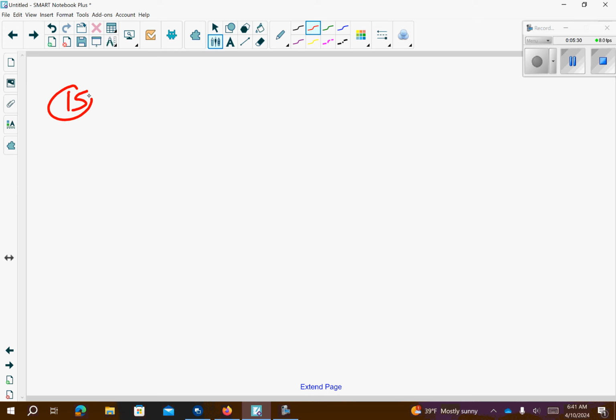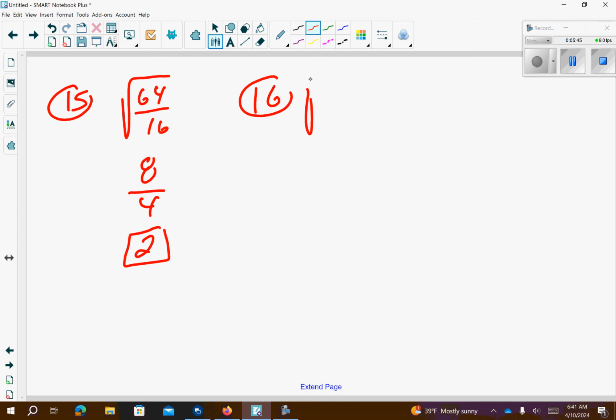Number 15, I got root 64 over 16. So square root of 64 is 8, square root of 16 is 4, and then 8 over 4 just comes out to an answer of 2, or 2 over 1. Number 16, root 5 over 9. The square root of 9 is 3, so I just have a root on top now. Root 5 over 3.